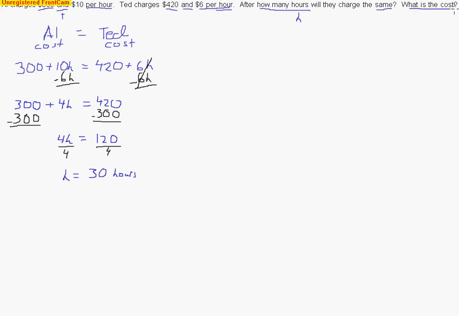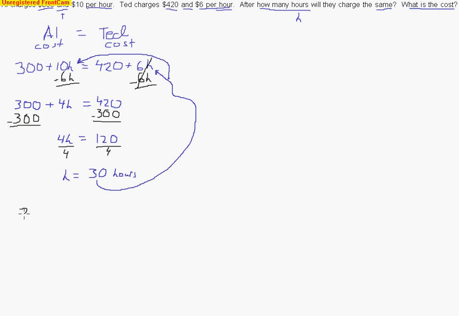What is the cost that they charge after those 30 hours? Well, all we're going to do is take this 30 and substitute it. And we've got a choice. We could either put it in for that h there or this h here. Either way, we're going to end up with the same answer. And we'll go ahead and do both just to show you that we do end up with the same answer. So I'll go ahead and substitute that 30 in for these h's, and this is what I've got now.